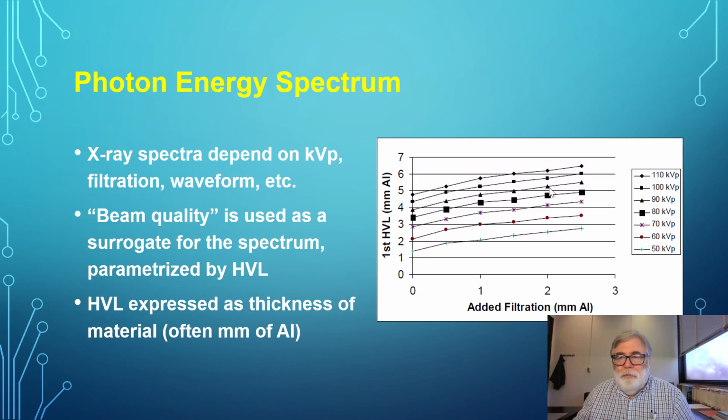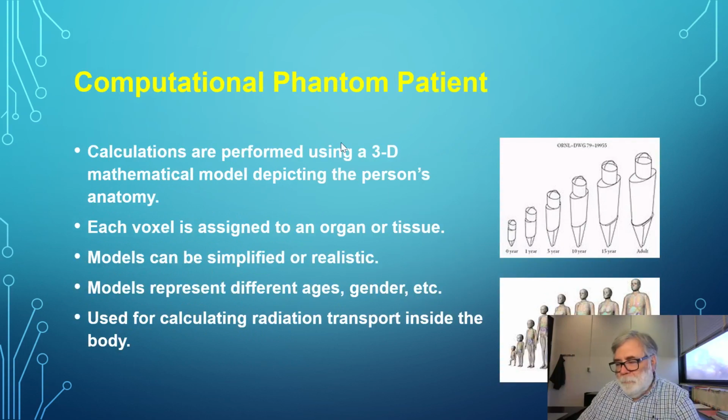But we've already put in 2 millimeters of aluminum. Now it's closer to 5.8 millimeters of aluminum to cut it in half from that point. So the beam gets harder and harder, HVL gets higher and higher. And so this is just showing you that it's a complex problem, but it's parameterized by HVL. We can measure the HVL on the table and use that as our means to calculate the patient's dose.